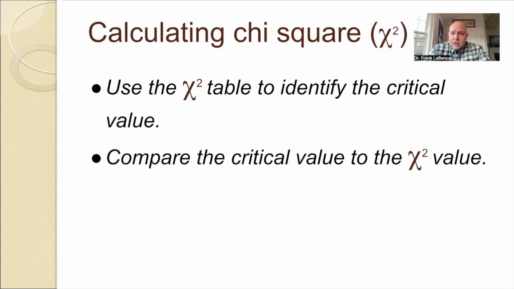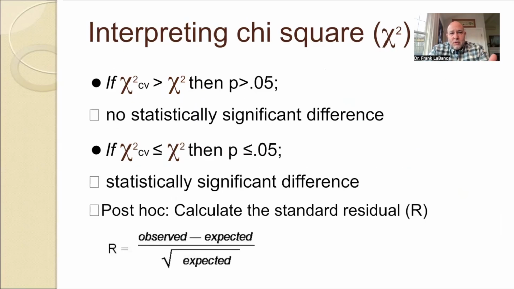You use a table to determine what the critical value is, and you compare the critical value to the chi-square value. If the critical value is greater than chi-square, then p is greater than 0.05. There's no statistical difference. And if the critical value is less than the chi-square value, then there is statistical significance. It's the same idea we've been talking about: are you past the edge of the curve? The chi-square kind of has that omnibus feel to it as well.